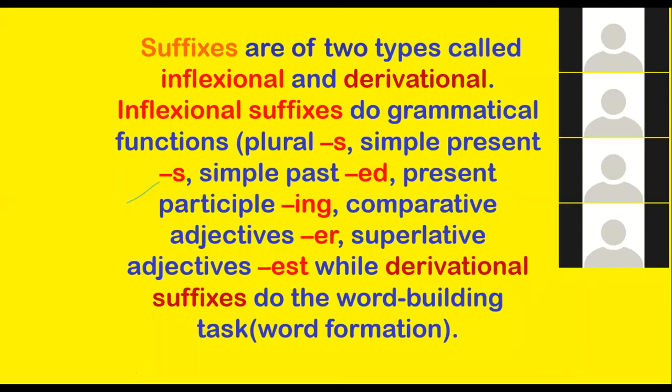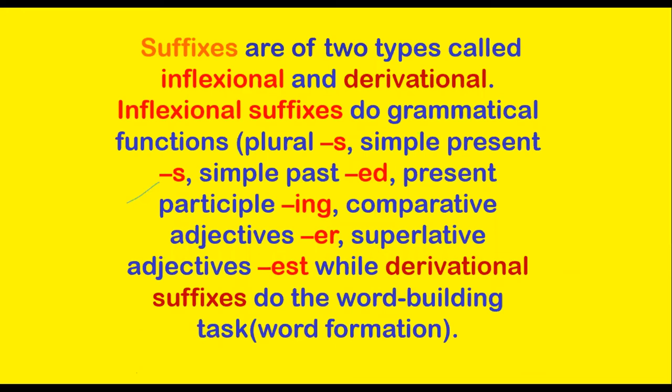Then suffixes. They are of two types called inflectional and derivational. Inflectional suffixes do grammatical functions. An inflectional suffix always does something grammatical. For example, we make plurals. We pluralize the nouns using the suffix s. It is an inflectional suffix.